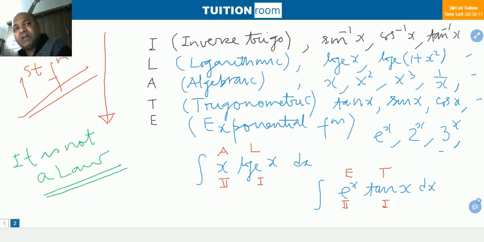Okay, so guys, please copy it, then I will solve some problems using this rule. So please copy it, then I will move on to the problems.